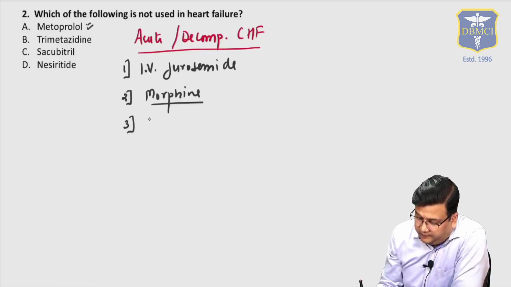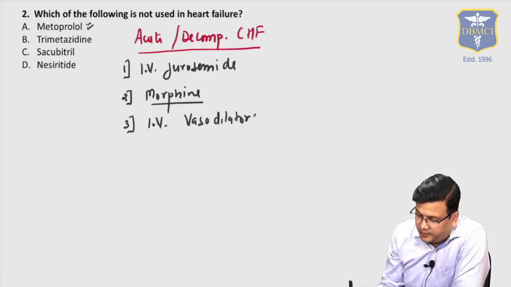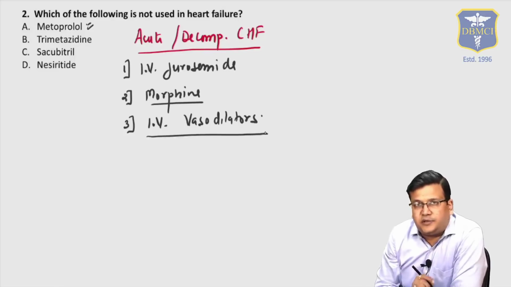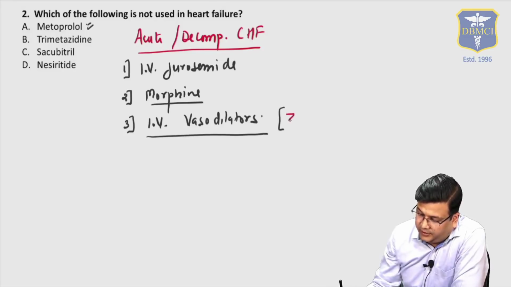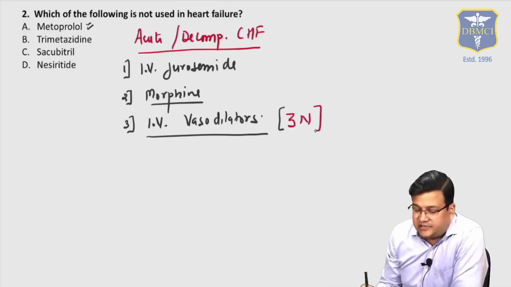Third, you have to give intravenous vasodilators. So the third category of drugs to be used are IV vasodilators. Now how to remember which vasodilators are used? You can remember by the simple mnemonic 3N. 3N, all the names will start with N.